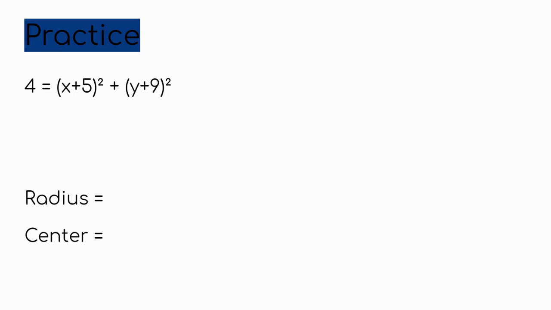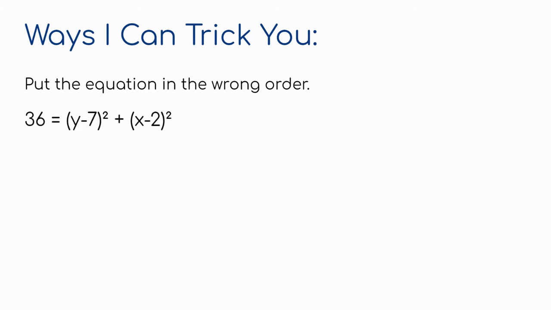All right, so here's another example you can try on your own. Solve for the radius and the center. All right, so there are going to be ways that I can trick you. I'm going to go over just one of them, but there are other ways. So I could put the equation in the wrong order. So here's an example of an equation, 36 equals y minus 7 squared plus x minus 2 squared.